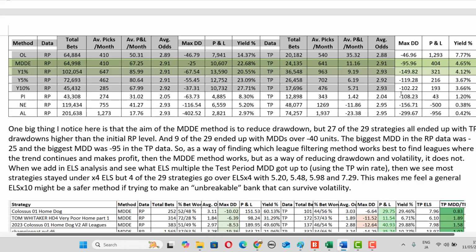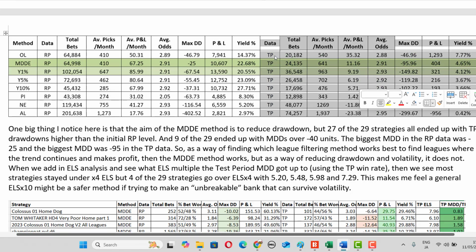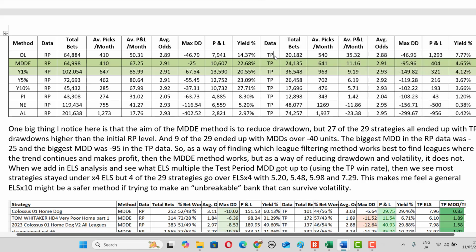So this table here is the aggregated, the combined profit of all 29 strategies. So this OL means the original leagues of the original strategy. So the test period, the 3 seasons, the test period data of all 29 strategies added together of the original leagues, of the original league selection of the original strategies, is the clear winner. And the thing is, well, that's okay.